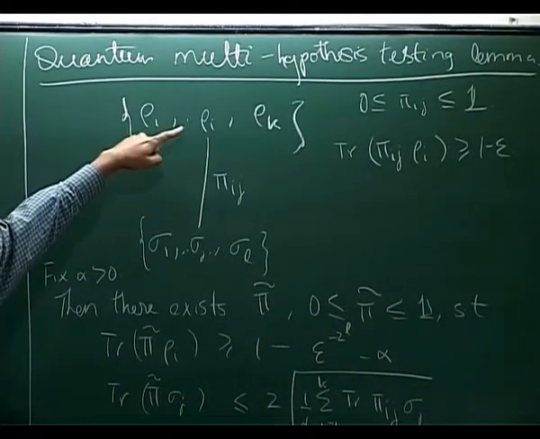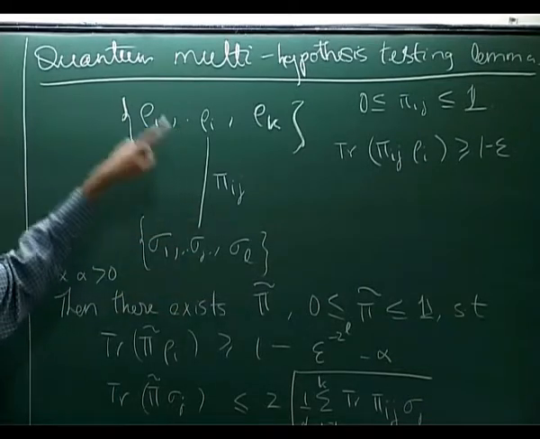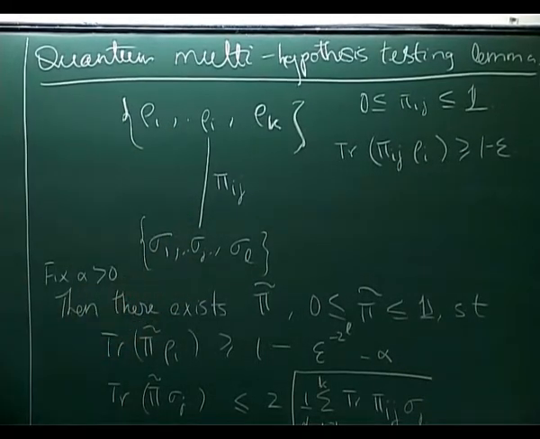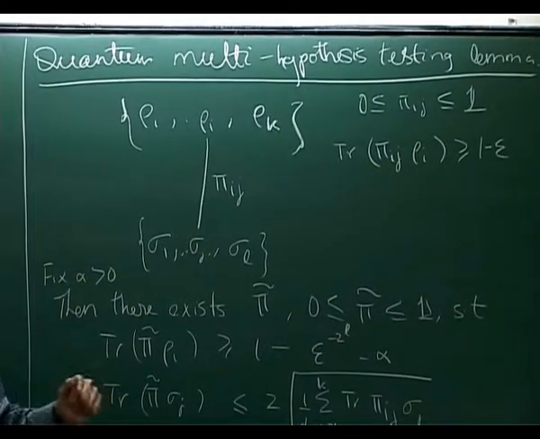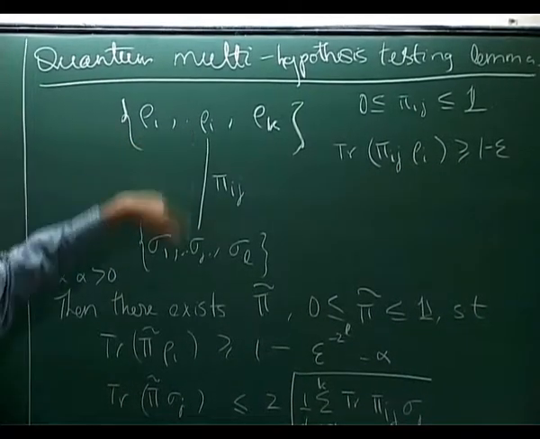So note that between every pair of rho and sigma, we have a distinguishing test in this sense. Now what the lemma tells us is that I can find one test, pi tilde. Here pi_ij is presumably tailor made to rho_i and sigma_j.